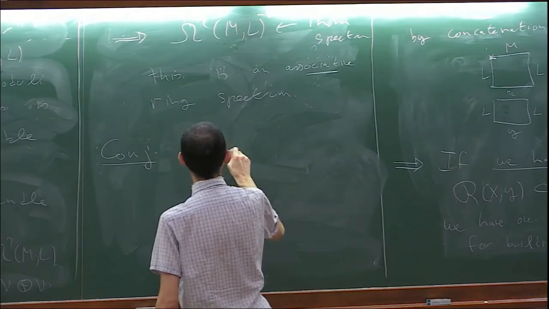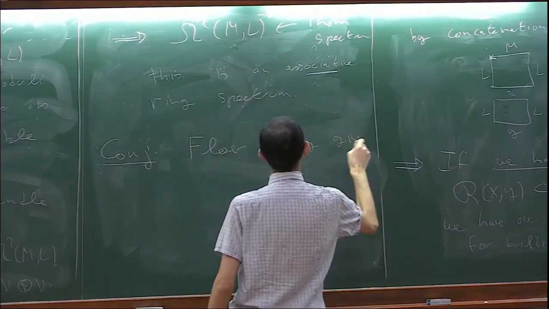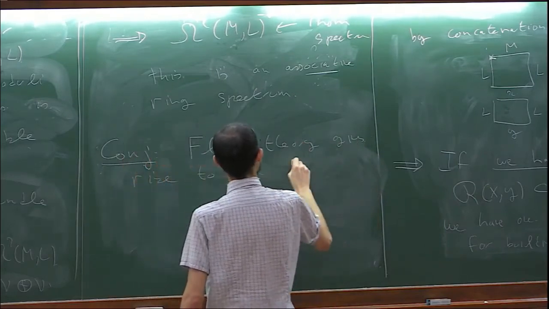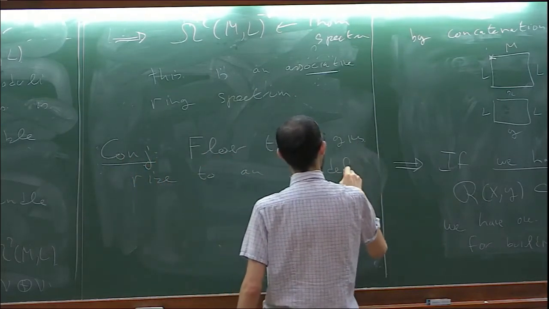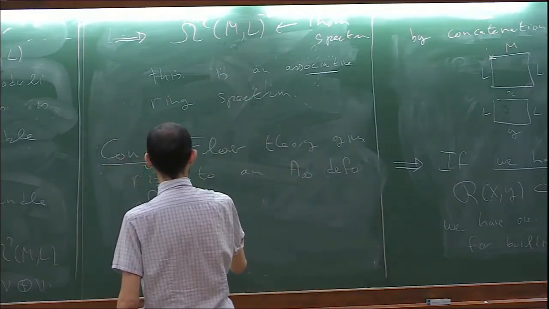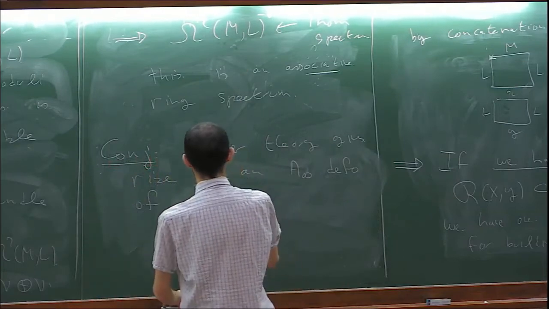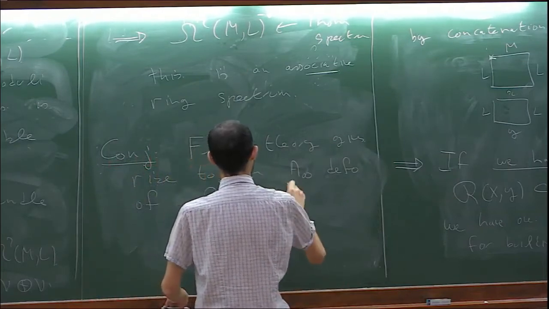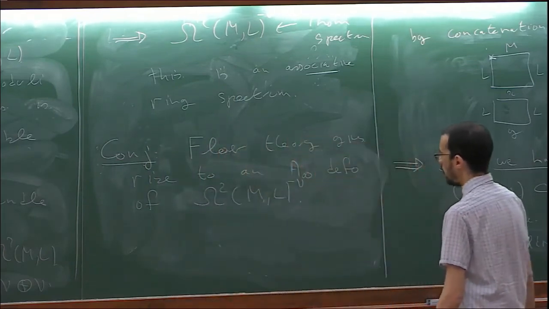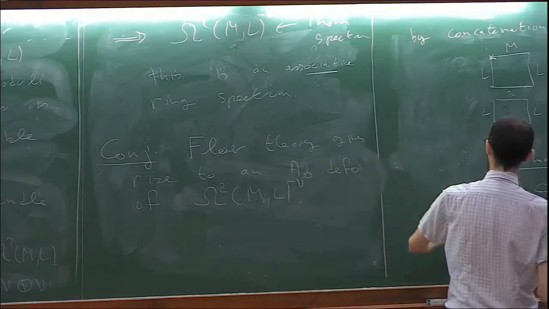Floer theory gives rise to an A infinity deformation of omega 2 minus. Okay, so in the last 15 minutes, there are some complements that I would like to explain.